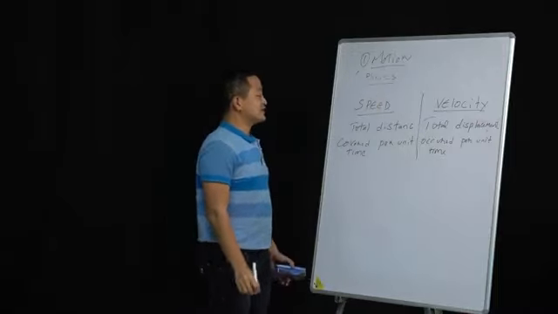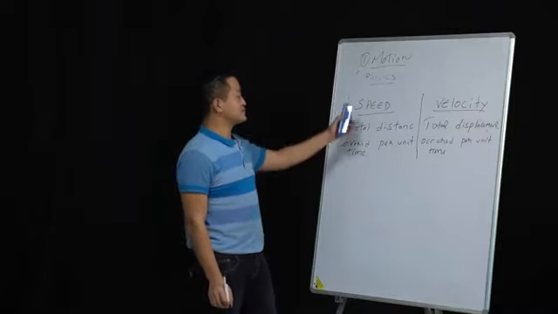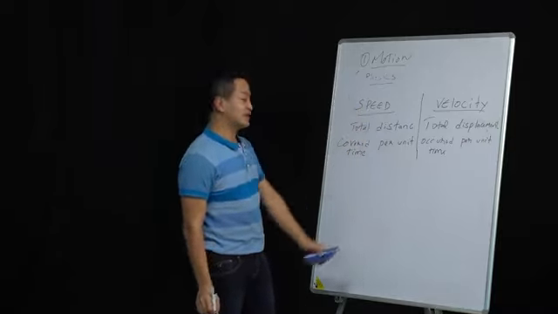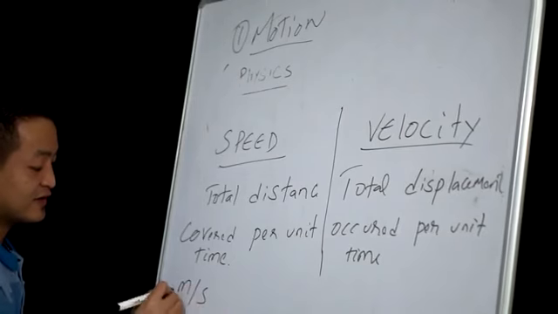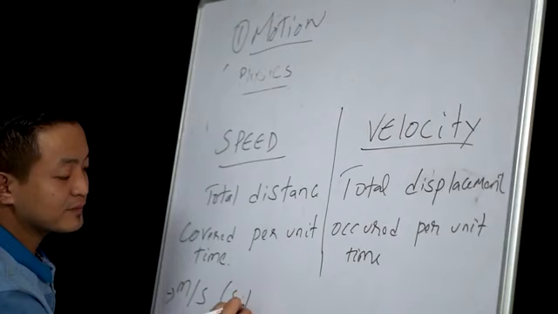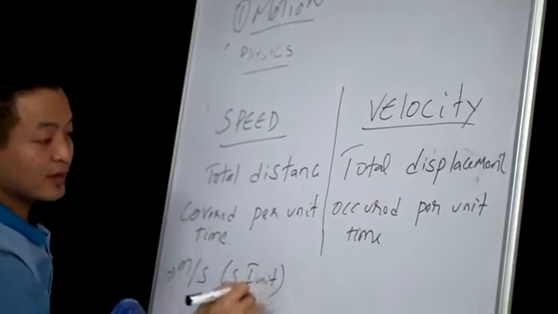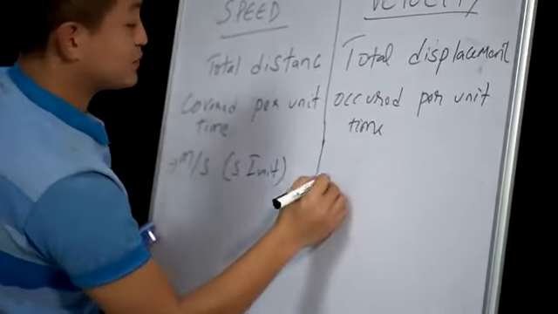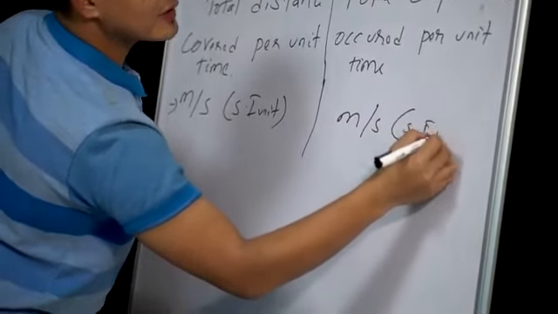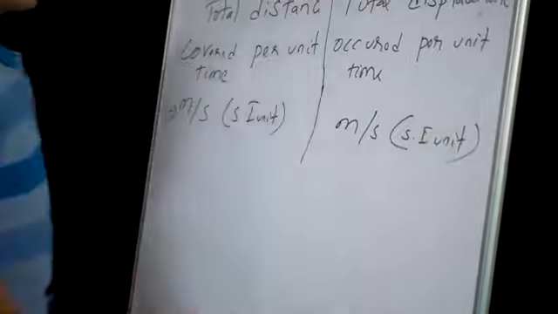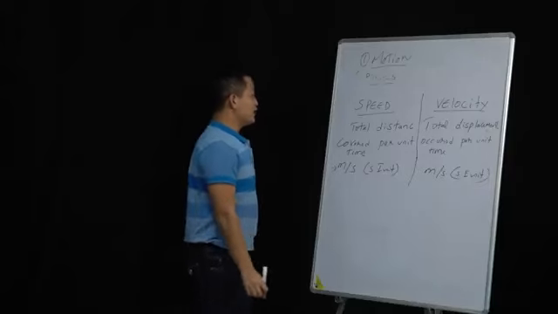And now what is the SI unit of the speed and velocity? The SI unit would be the same. It would be meter per second. That is the SI unit. And the SI unit for velocity would be the same, meter per second. So here we have the same SI unit.